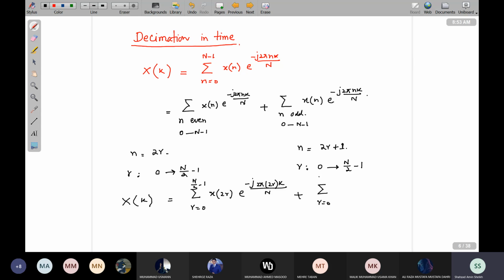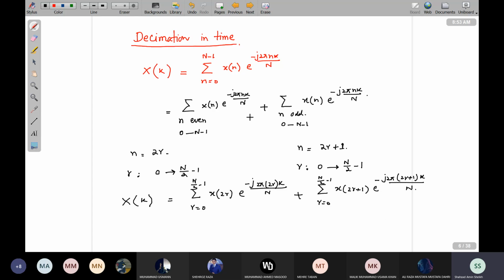r is equal to 0 to n over 2 minus 1. x of 2r plus 1, exponential minus j 2 pi, 2r plus 1. Now this n is replaced with 2r plus 1, k divided by n.